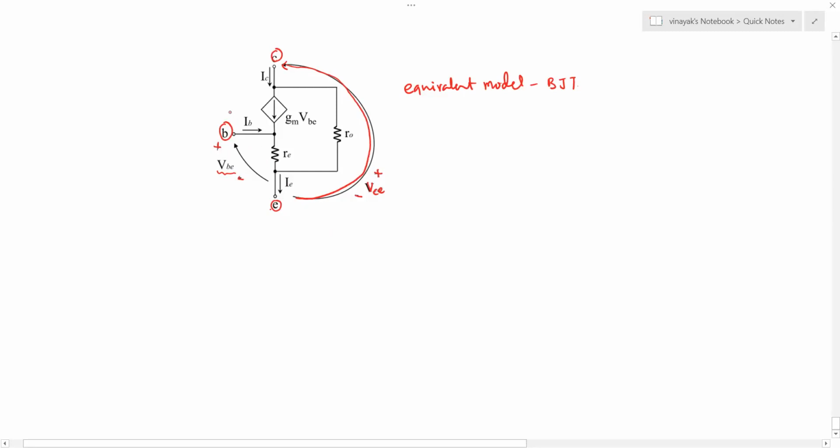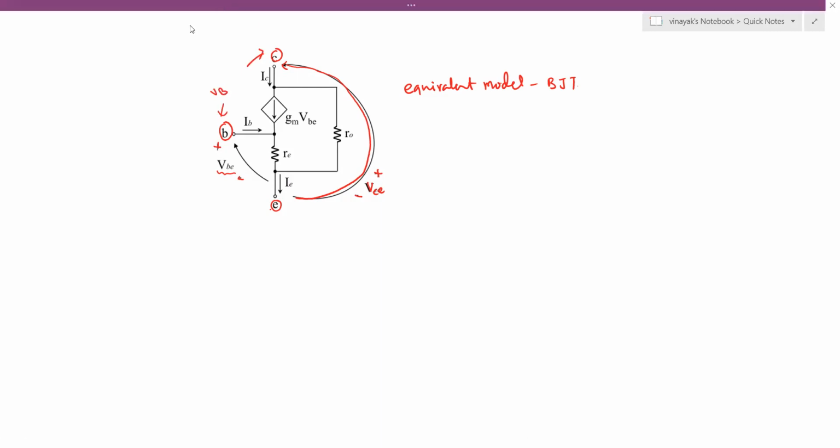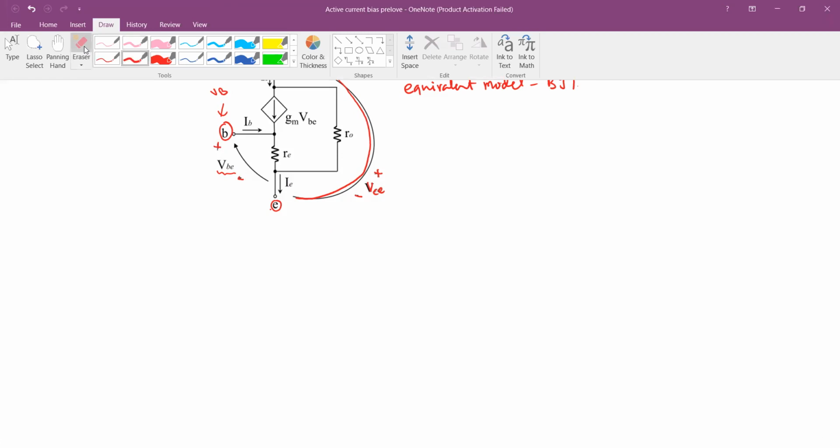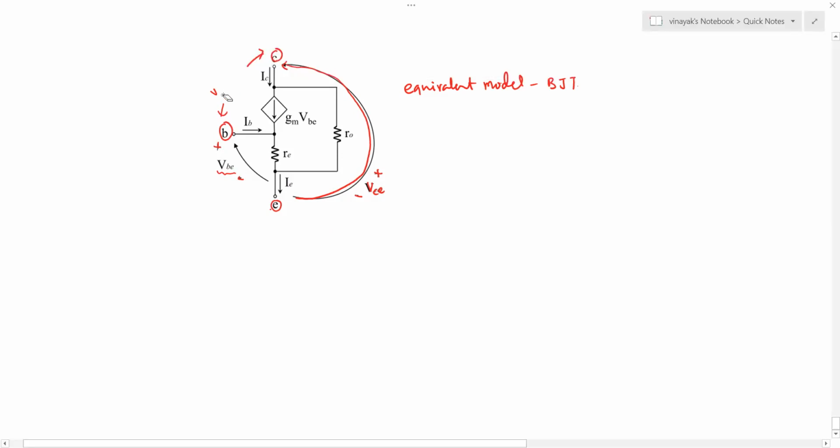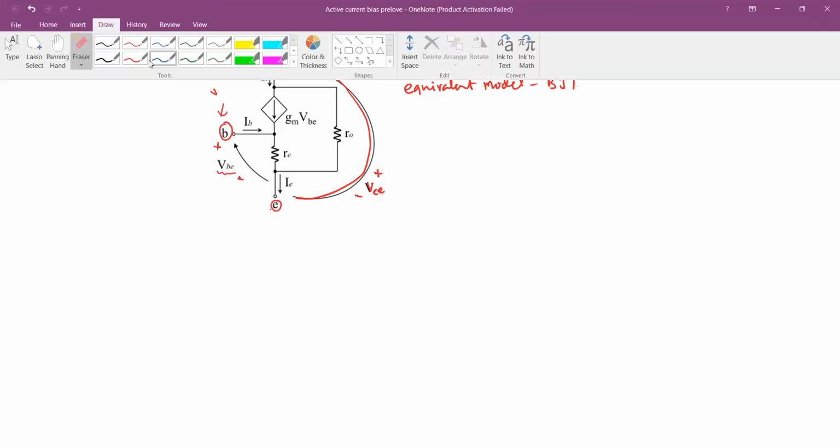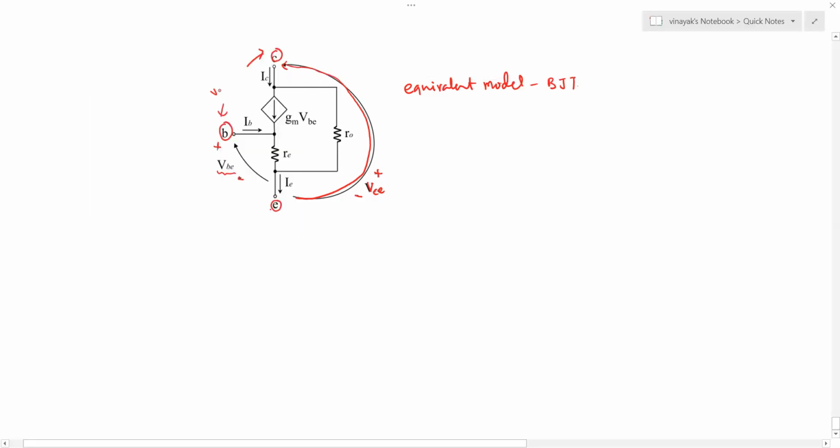Obviously, there is a third drop, which is between the base and the collector, which is called VBC. Let me draw it with the small letter, actually, because we are using the small letters for other voltage drops. So this will be VBC.